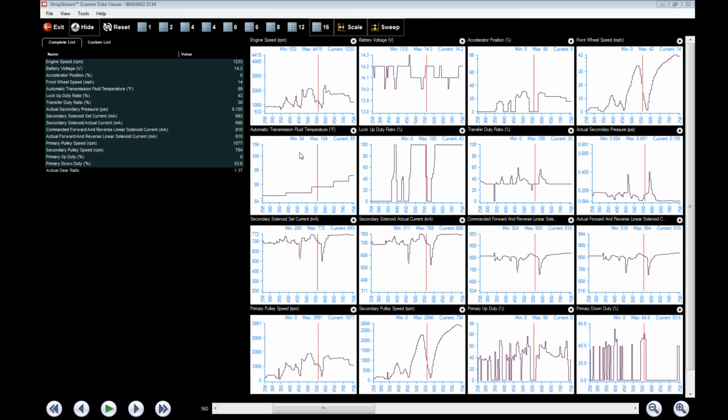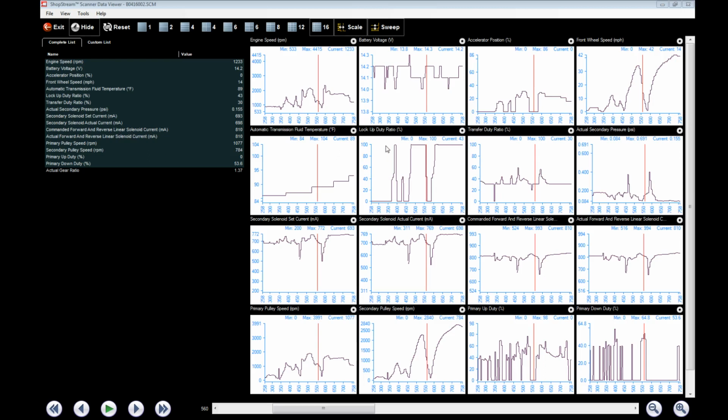Transmission fluid temp, they have it reading in Fahrenheit. It started out at 84 degrees and went to 104, so we're not warmed up yet, but it is reading in degrees. It doesn't give us a voltage reading. I prefer voltage myself, but degrees works good for when you need to get your trans temp to the correct temperature to be able to check the fluid level. So you can check that on the scan tool there.